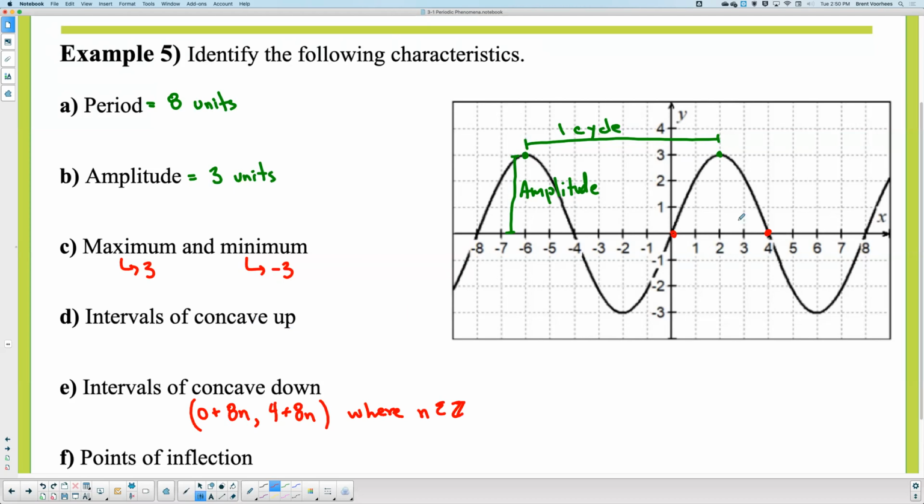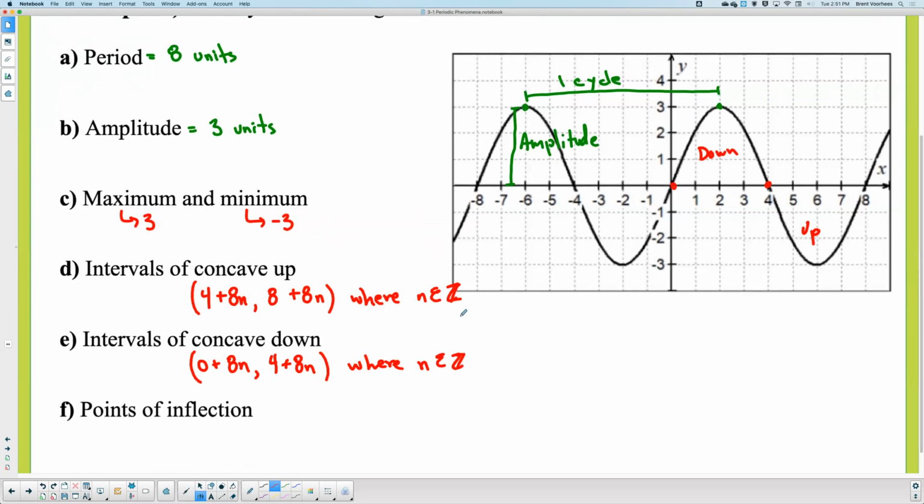So where is it concave up? Well, if this is concave down, this is concave up. And so it's very similar. This time it'd be 4 plus 8n. Goes from 4 to 8. And this would be 8 plus 8n. So again, the 8n, the 8 is the period. This 8 and this 8 with the n is the period. And n is any integer. No, I said natural number at the start. I should have said integer.